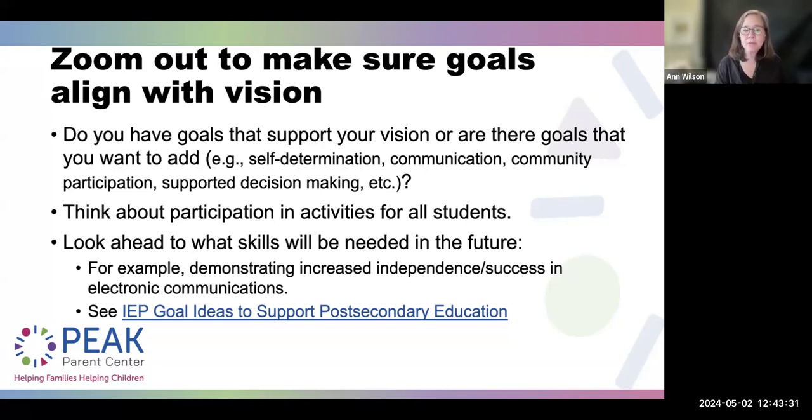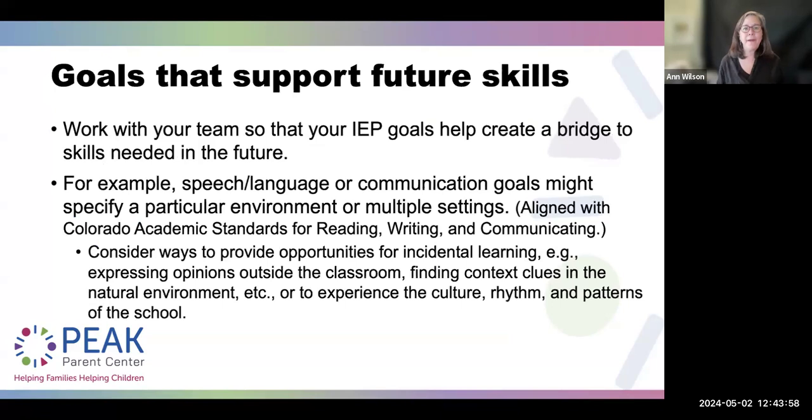I have a link to a resource here called IEP Goal Ideas to Support Post-Secondary Education. This is a resource from Think College, which is the national organization for the inclusive higher education programs. But it's a great resource just to scan, to look at the goal ideas, to think about, we're good here. Oh, we might need to work on this. So check out that link. And then think about if there's a way you can work with your goals to support future skill building.